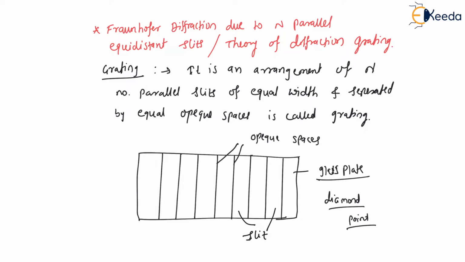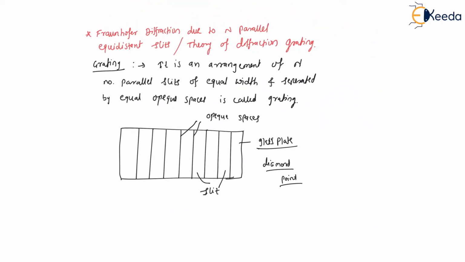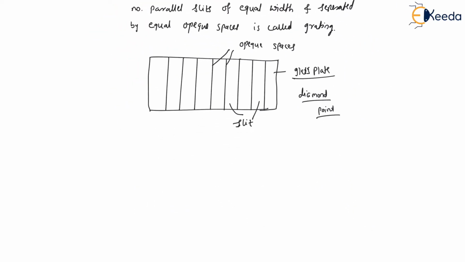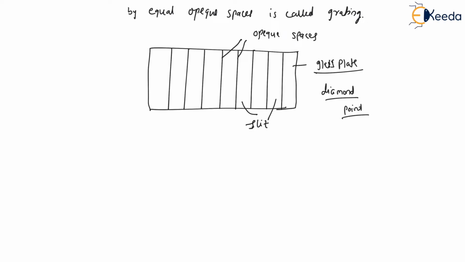Here I have drawn this diagram on a bigger scale. In reality, gratings are of very small size. Why so small? Because, as we all know, to observe the diffraction pattern, the spacing or the slit width must be in the order of lambda, or nearer to lambda. Lambda is the wavelength of the monochromatic light which is used for diffraction.